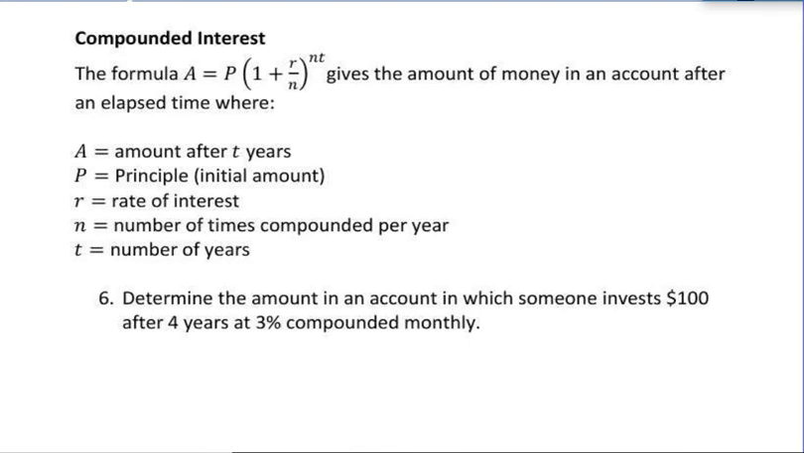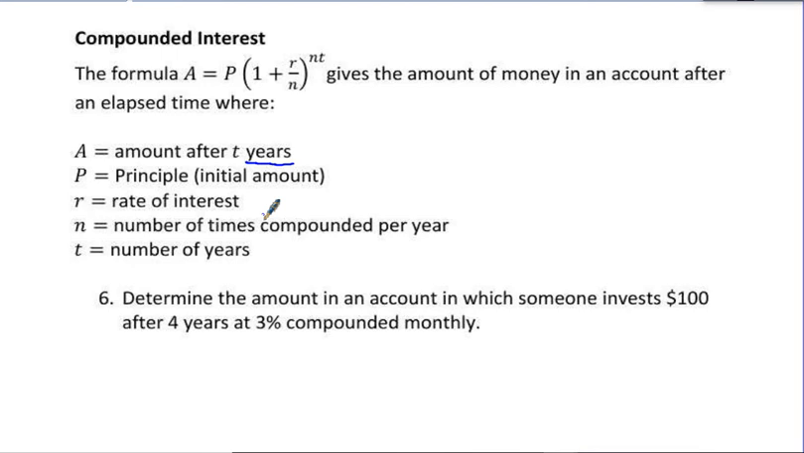This formula, A equals P times 1 plus R divided by N, that quantity raised to the NT power, gives the amount of money in an account, whether a bank account, a savings account, or a certificate of deposit account, after an elapsed time. I've defined those variables for you here. A is the amount after T years. That's important. If they gave you months, you would have to convert that number to years to substitute into T for this formula.